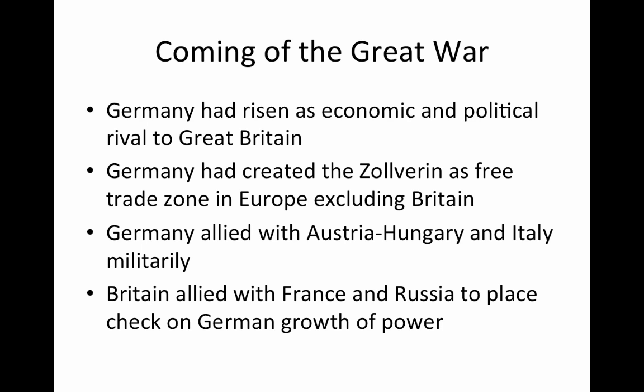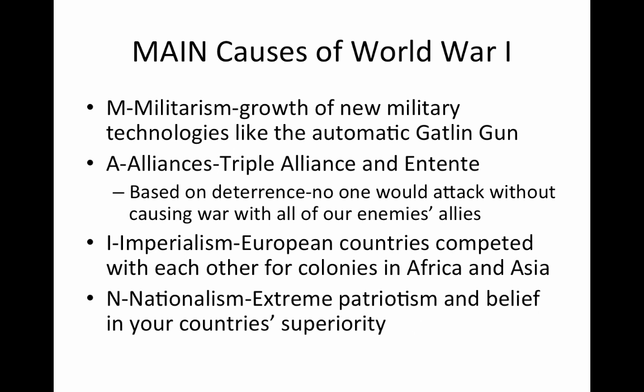Germany had to catch up in the 1870s and 1880s, and they hoped that by creating the Zollverein, this would exclude Great Britain from being able to do as much free trade, and this would raise Germany's power within Central Europe. Germany then allied with Austria-Hungary and Italy militarily. Britain, however, allied with France and Russia to place a check on the German growth of power in Central Europe.